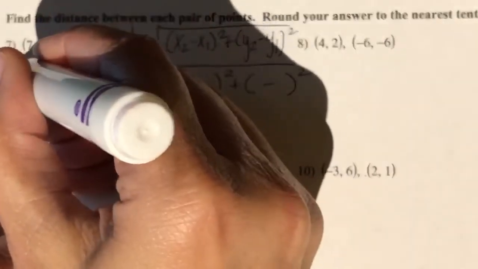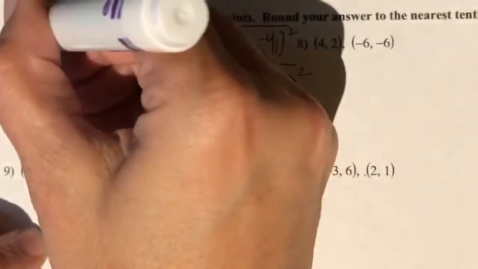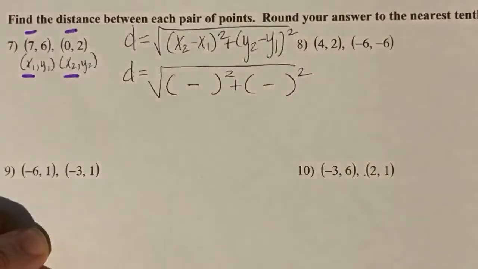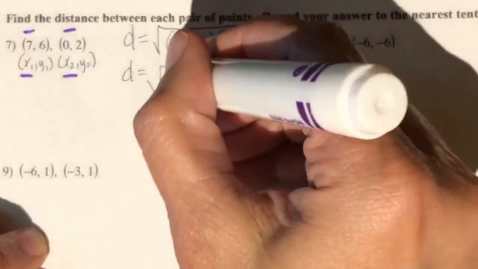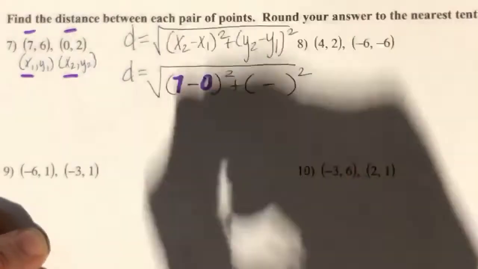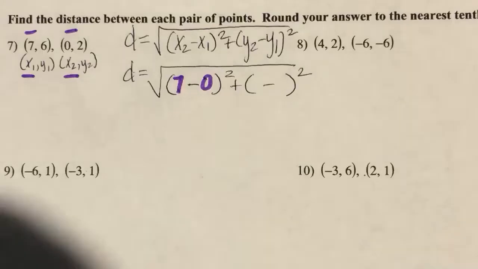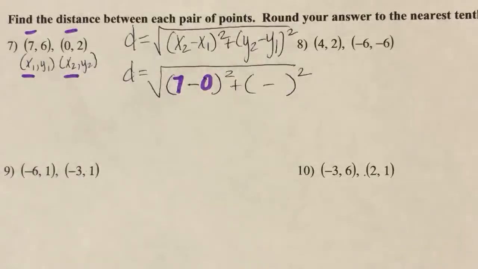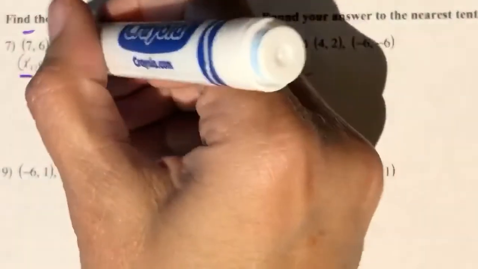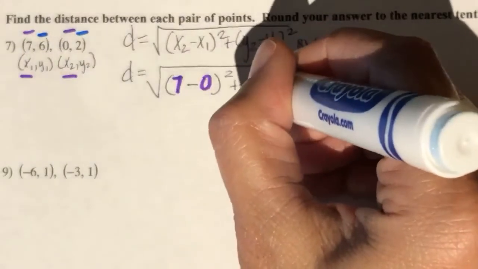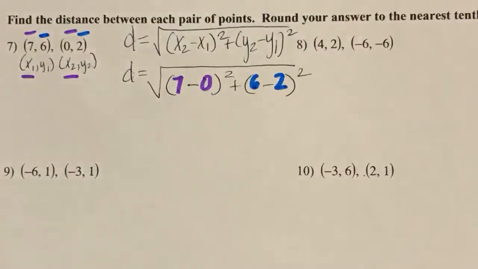All right, what are my 2 x coordinates? Okay, 7 and 0, right? So I'm going to plug 7 and 0 in for my 2 x coordinates. Now I'm going to look at my 2 y coordinates. So my 2 y coordinates are 6 and 2. So I'm going to plug in 6 and 2. So now I'm actually ready to solve my distance formula.